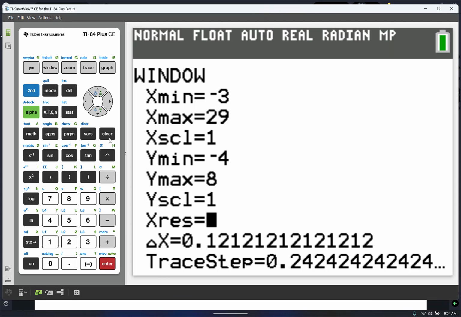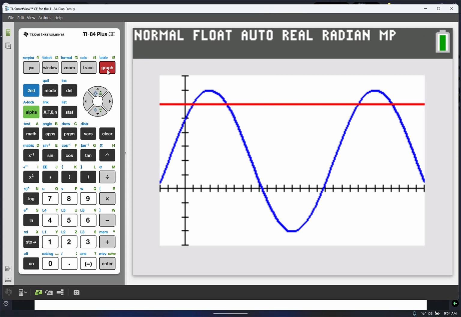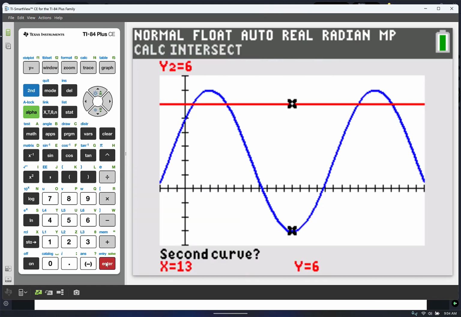And there it is, guys. It looks exactly like that. Cool, no? And then I just find the intersection, guys. Second, calculate. Number 5. Enter, and then guess. So you scroll to the first one, and I push enter.